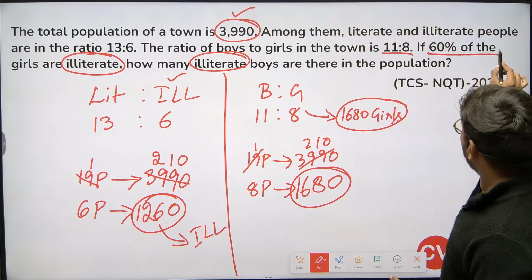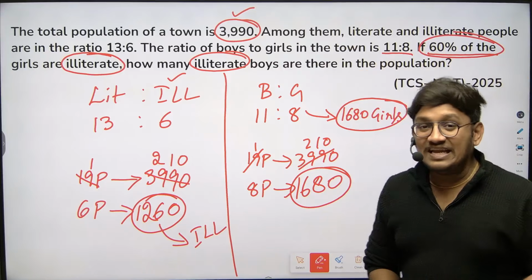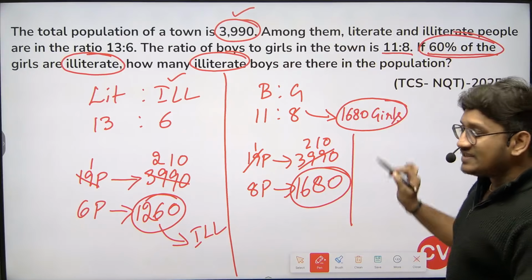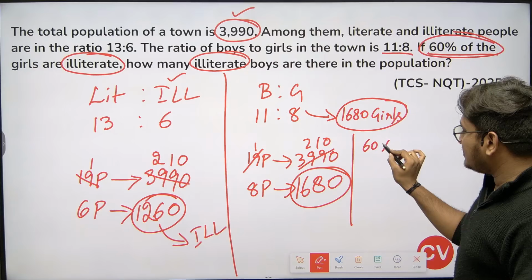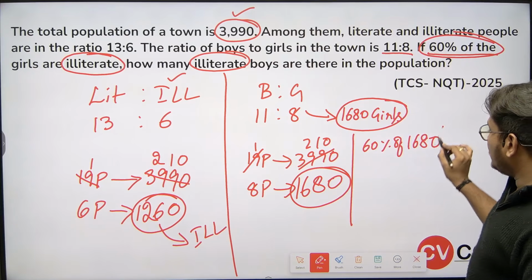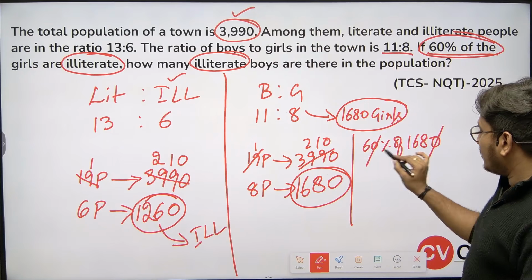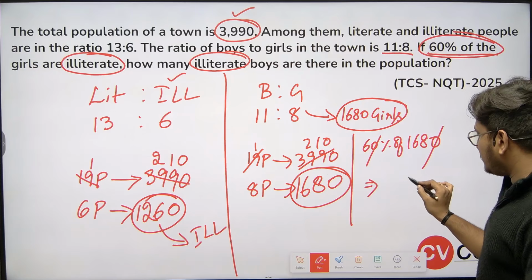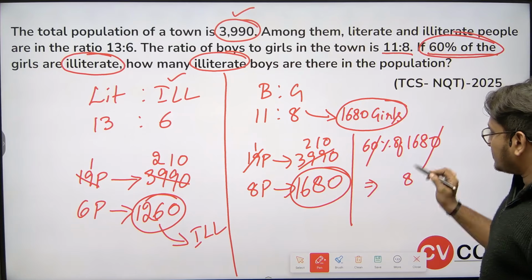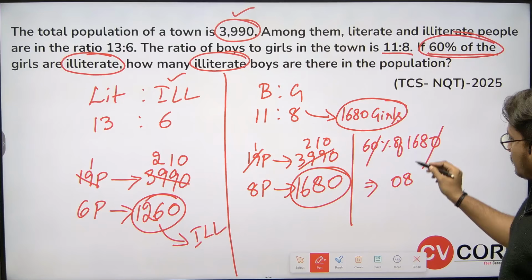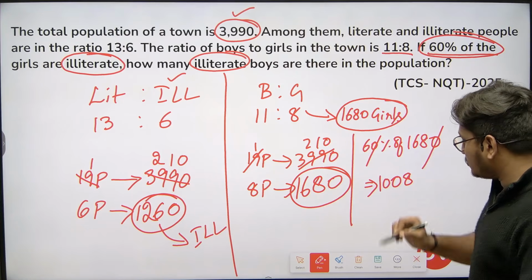If you observe, 60% of the girls are illiterate people. 60% of the girls. Now out of 1680, just calculate 60% of 1680. So 0 will get cancelled. Now 6 into 168. So 8 6 times is 48. 6 6 times is 36 plus 4, 40. Again 6 1 times is 6. So I can say that 1008.